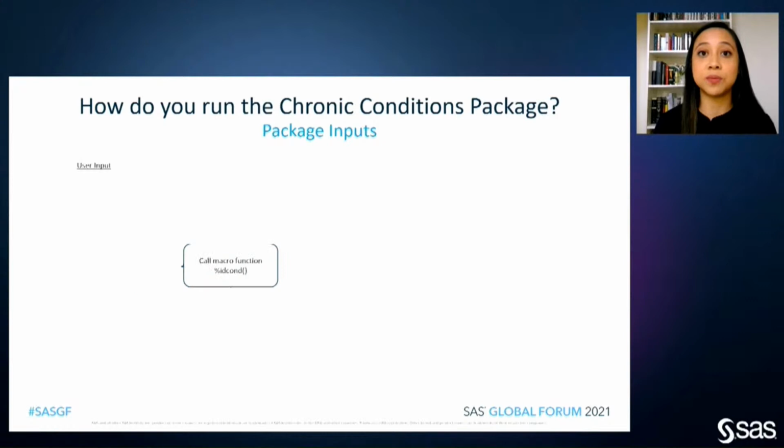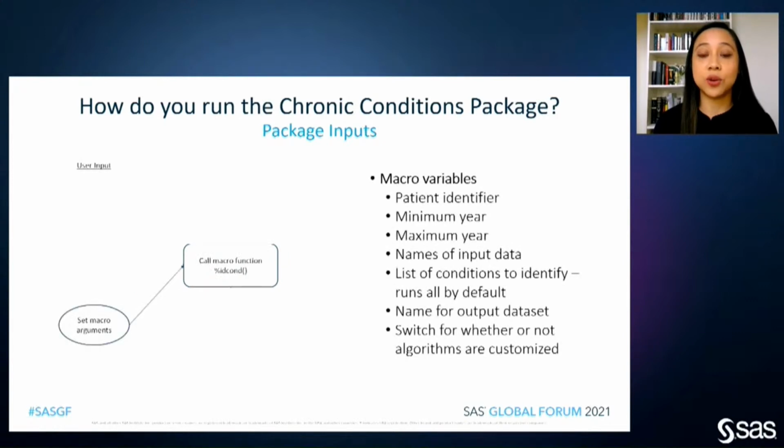Finally, after you've processed both your input and enrollment data, you'll want to feed your macro variables into the package and define them in SAS. These are only a few of the macro variables. The rest are listed in detail in the package documentation. However, you'll want to specify what is the patient variable, what are the input data sets. You'll also want to specify the minimum and maximum outcome years.